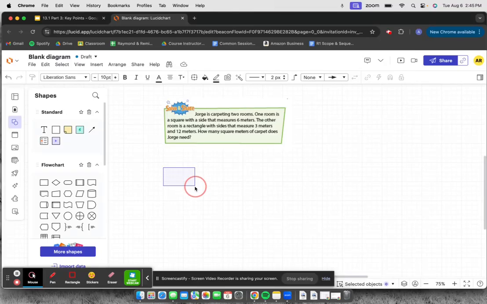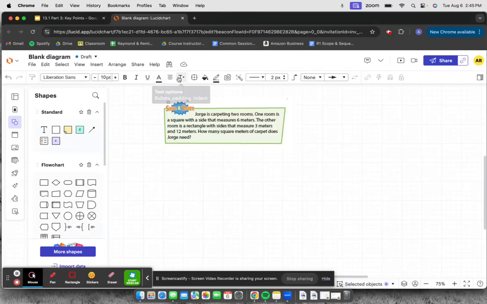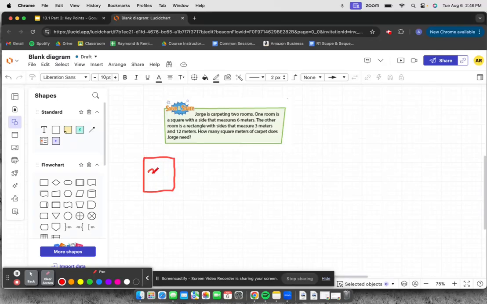So let's take a look here and we can sketch out what Jorge is doing. Here's 6 by 6. And we know the area of that would be 36 meters squared. And then we can draw the other one, which would be 3 meters and 12 meters. Here's 3, and here is 12. And we know also that 3 times 12 is also 36, so this would also be 36 meters squared.